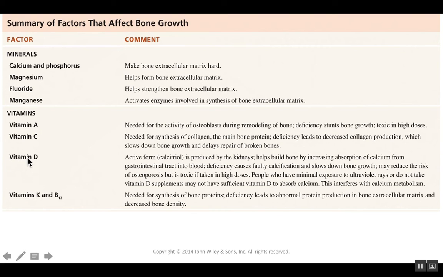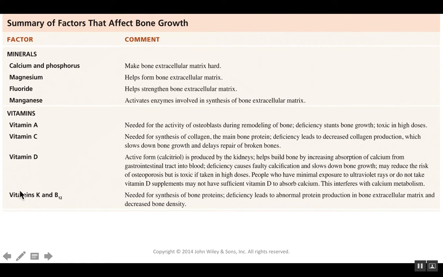Vitamin D is important. We mentioned it on the previous slide. Vitamin D, or the active form being calcitriol, helps us absorb calcium from our GI tract. So the key here is increased absorption of calcium from our small intestines. And that's why you often hear vitamin D and calcium being together. I like to think of them as being married. You need both of them. They need to work together in order to maintain calcium levels.